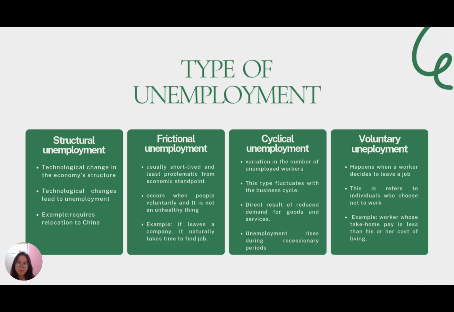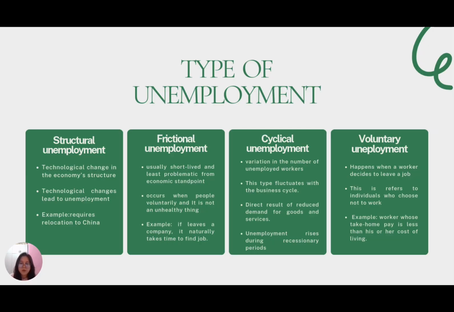Next, we continue to frictional unemployment. This type of unemployment is usually short-lived. It is also the least problematic from an economic standpoint. Frictional unemployment occurs when people voluntarily change jobs, and it is not an unhealthy thing because it is usually caused by workers trying to find a job that is more suitable for their skills. For example, after a person leaves a company, it naturally takes time to find another job.